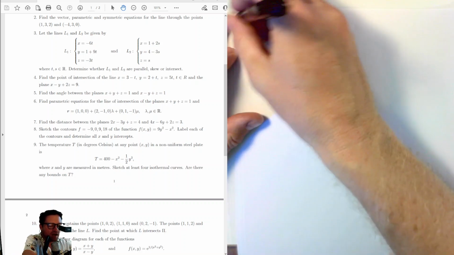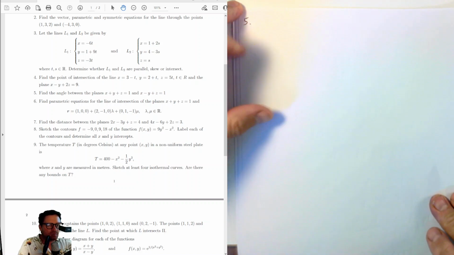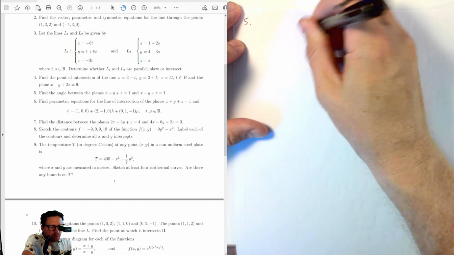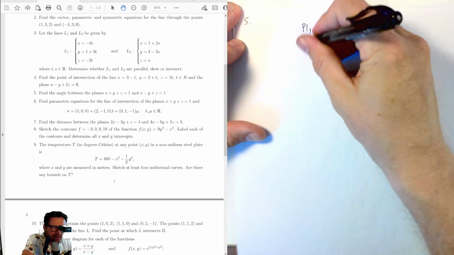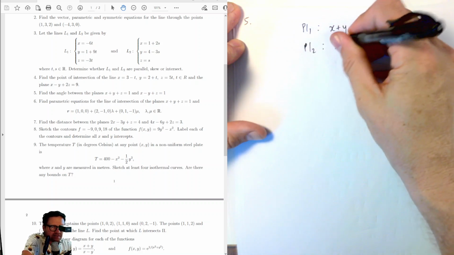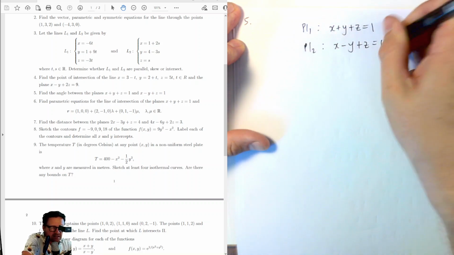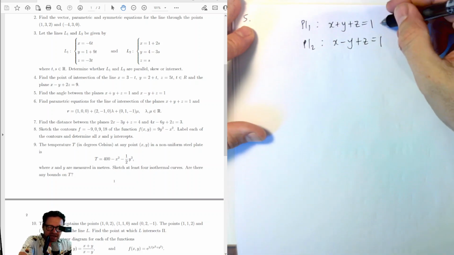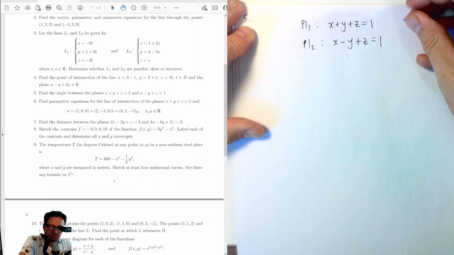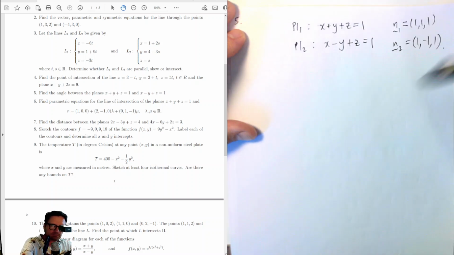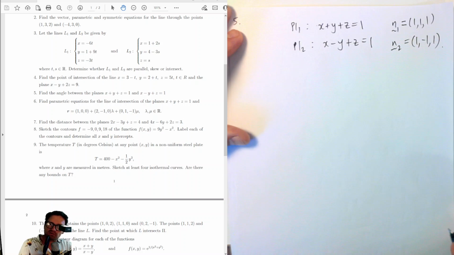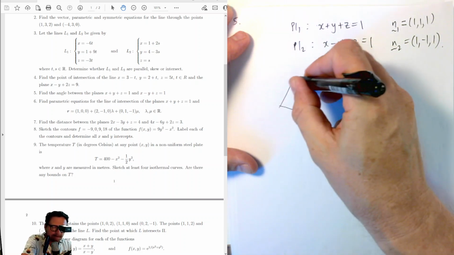All right. Question 5. Find the angle between the planes. So we have plane 1, x plus y plus z equals 1, and plane 2 is x minus y plus z is 1. All right, so this plane has a normal vector that we can just read off of the coefficients. So n1 is the vector (1, 1, 1). And n2 is the vector (1, -1, 1). So if we find the angle between the two normal vectors, let's draw a picture.